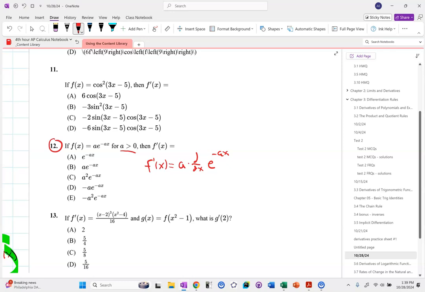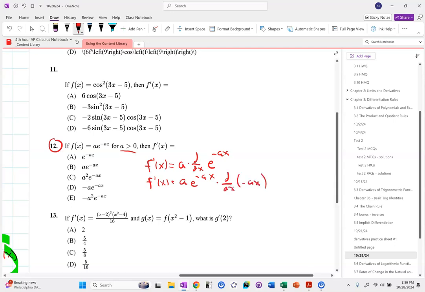So I know that I have to use a chain rule there. So the derivative of the outside, the outer function is e to the x, so that doesn't change. And then I have times the derivative of the inner function. So the derivative of negative ax is negative a. So when I combine my like terms, I have negative a times a, which is negative a squared, and then I still have that e to the negative ax. So it looks like we'd be going with option E there. Does that feel okay?